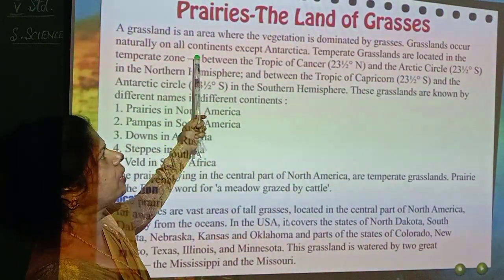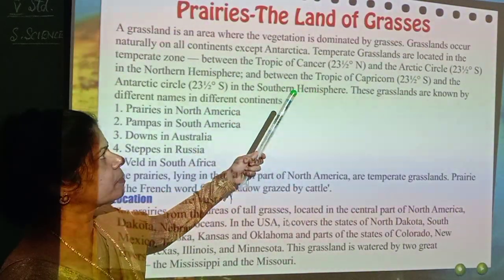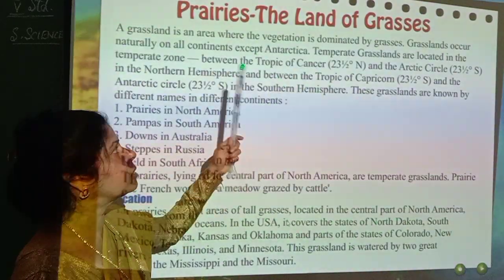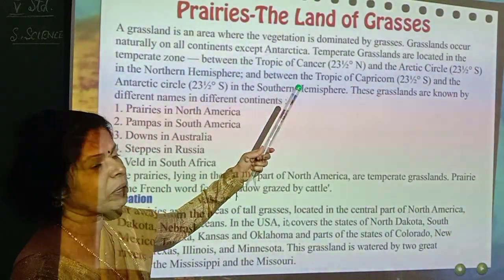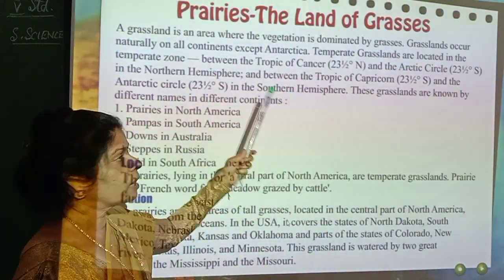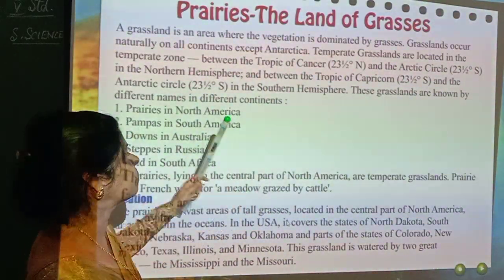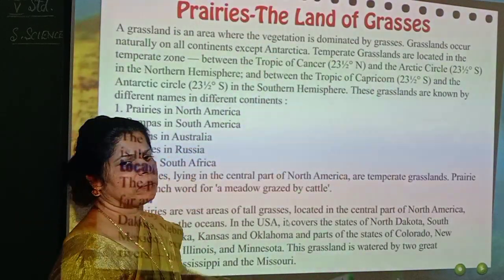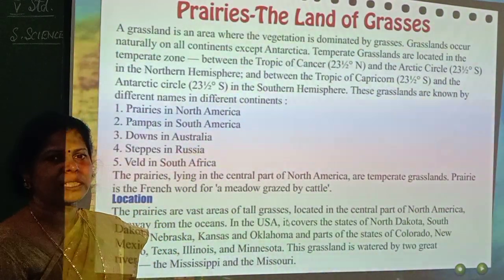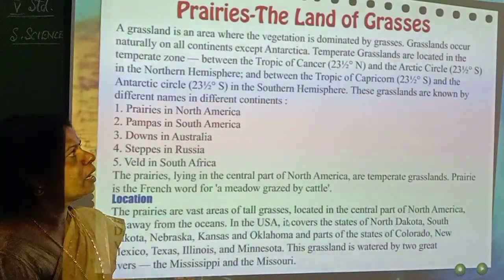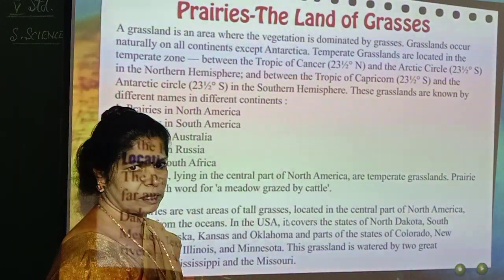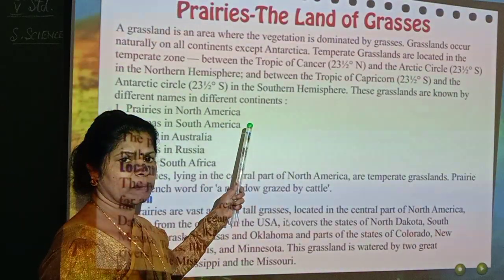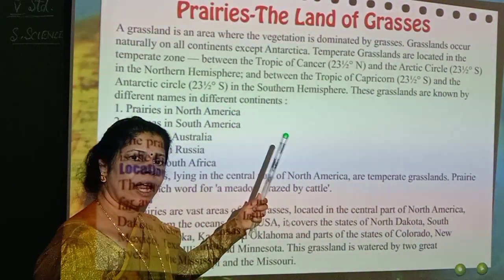That is Prairies, the land of grasses. Prairies, the land of grasses means here what happened? This area, prairies, is having more amount of grasses. That is why it is called the land of grasses. A grassland is an area where the vegetation is dominated by grasses. The name itself is grassland. What does it mean? If there are more amount of grasses, then you call it a grassland. So there is a domination of grasses in this place. So prairies is called the land of grasses.